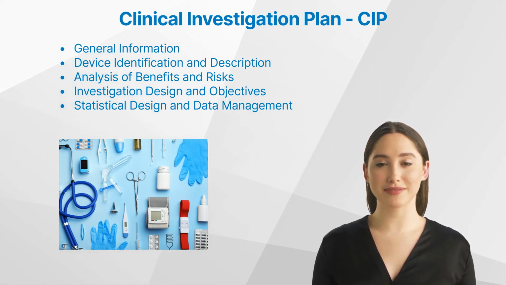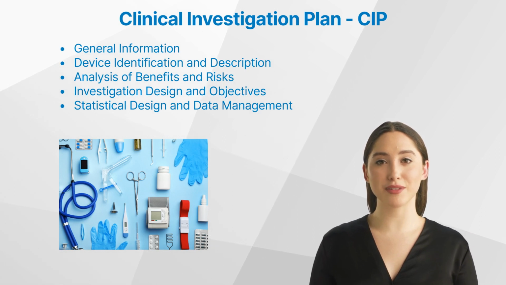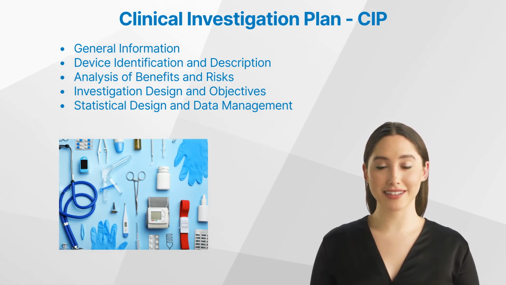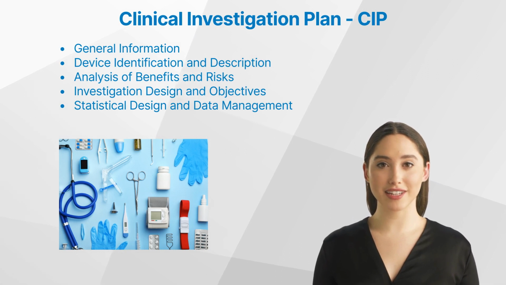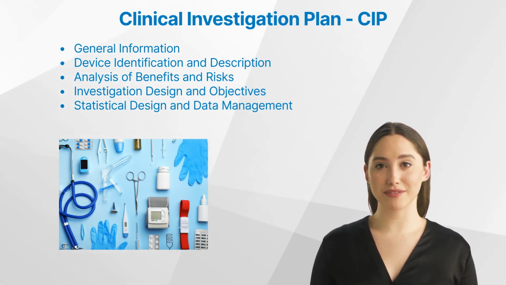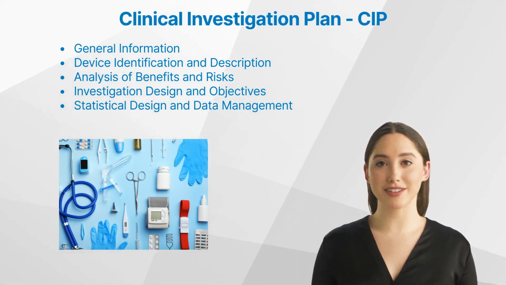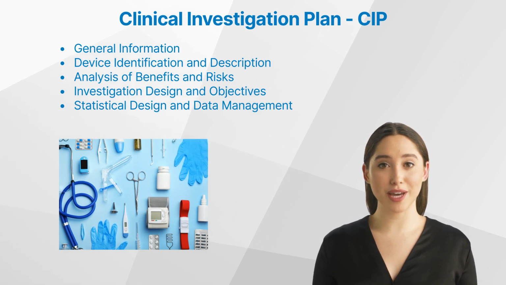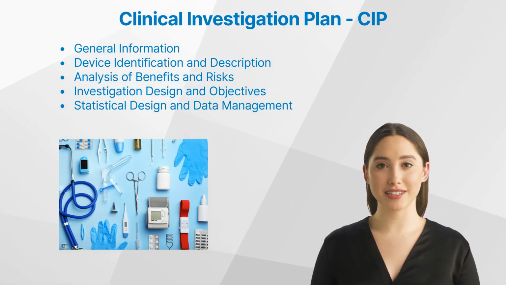General information. Start with the basics: the title, reference numbers, version, date, and a synopsis of the clinical investigation. It's the first impression, laying the groundwork for the detailed sections that follow: device identification and description. Every clinical investigation plan must thoroughly identify and describe the investigational device, including its intended purpose, technical and functional features, and any differences from its marketed purpose, if applicable. This information should also be provided for a comparator device if one is used in the investigation.